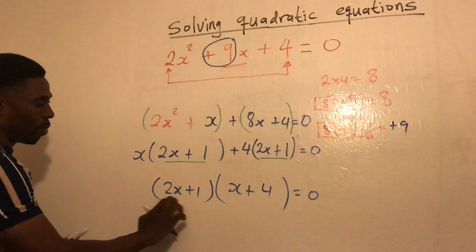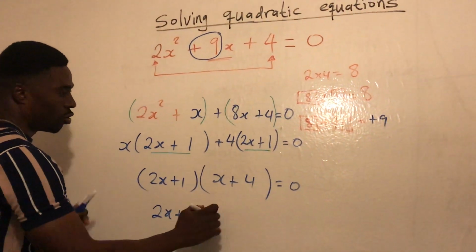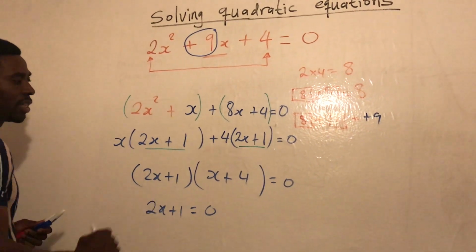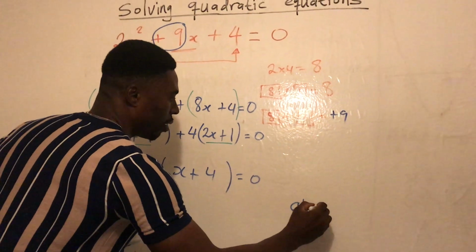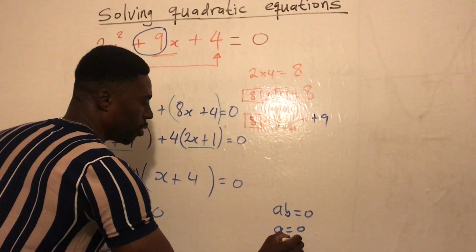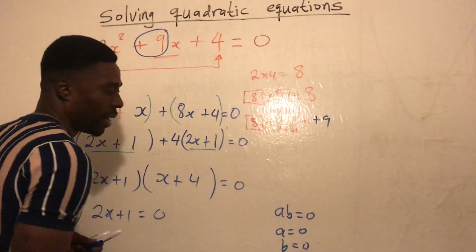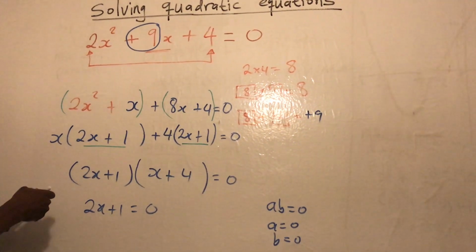At this point, we pick one of the brackets, 2x plus 1, and we set it equal to 0. The reason we're doing this is when you have a times b equal to 0, that means either a equals 0 or b equals 0, or both of them are 0. So we pick this, make it equal to 0, and solve for x.